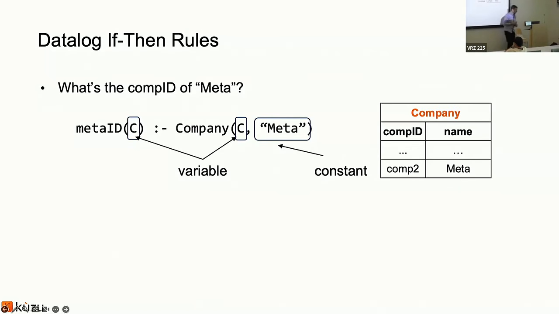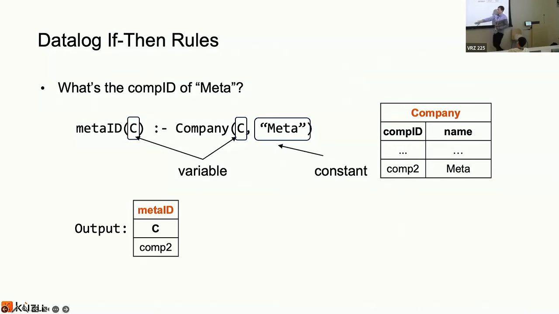So in this case, for example, it's going to match comp2. So there is a comp2 Meta. Because C matches comp2, then it'll produce. So if this happens, then you produce a result, okay? So comp2 gets produced in this Meta ID relationship, right? So this will produce this output on this table. So this is a simple example of how you write an if-then rule, right?